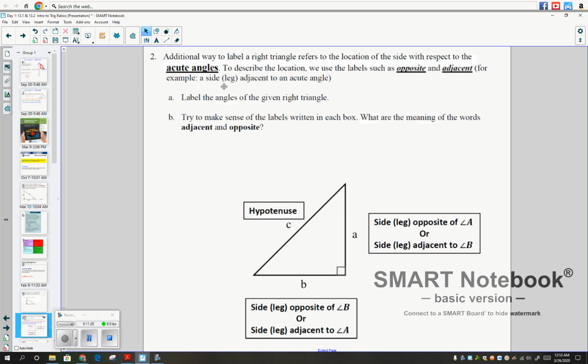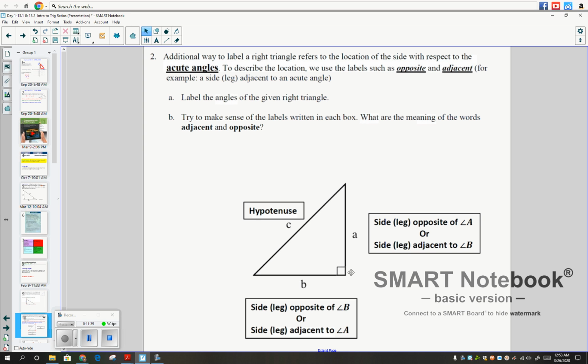For example, a side or leg that is adjacent to an acute angle, or a side or leg that is opposite. Now, how do we determine opposite and adjacent? Well, it's based off one of the two acute angles. And you're going to hear me use the word a lot: the reference angle. Based off the reference angle, we will then determine which side is adjacent or opposite.